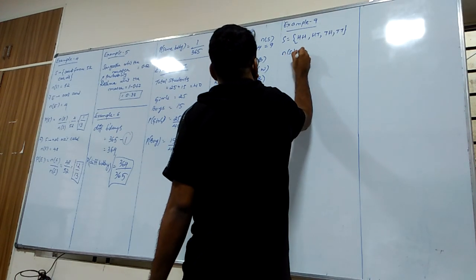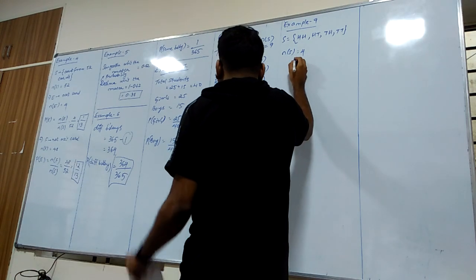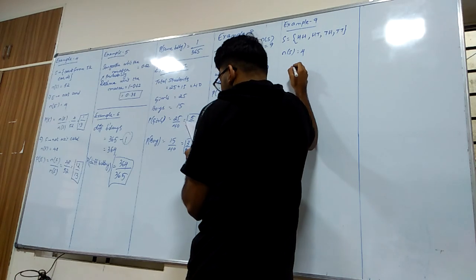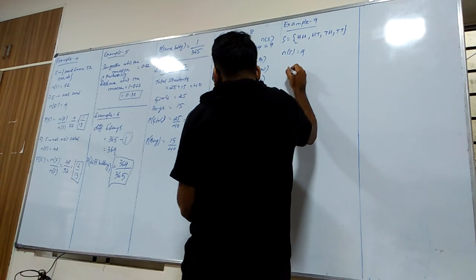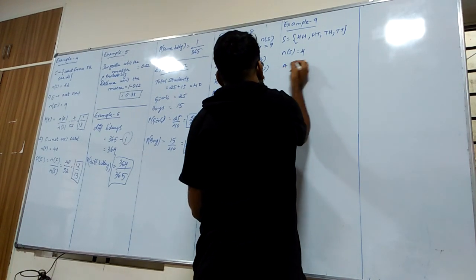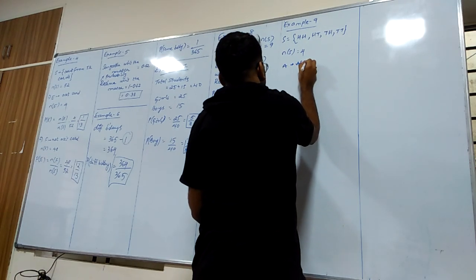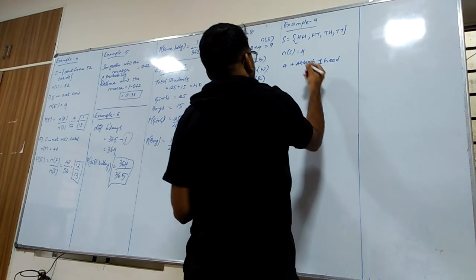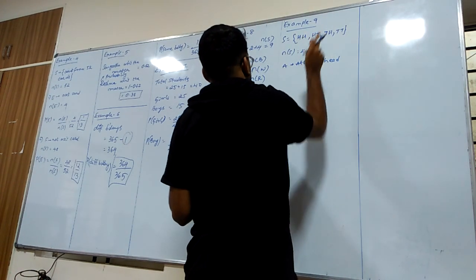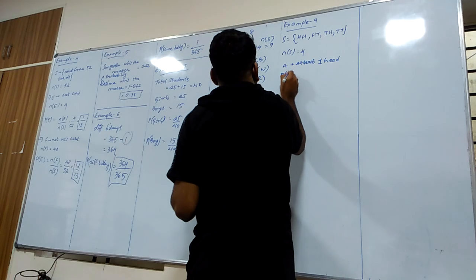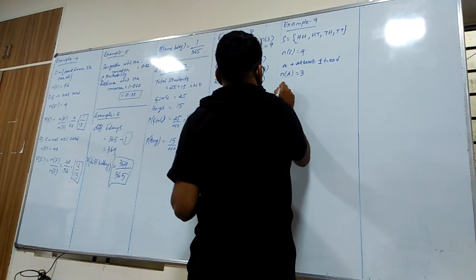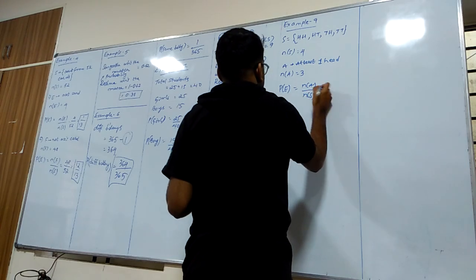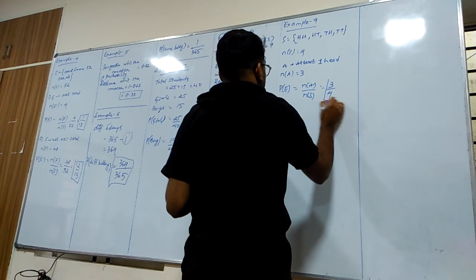n of S is 4. Now what have they told? At least one head. So I'll take A to be at least one head. So how many will be at least one head? 1, 2, 3. So n of A is equal to 3. What is the probability? It is given by n of A divided by n of S, 3 by 4. Any doubt?